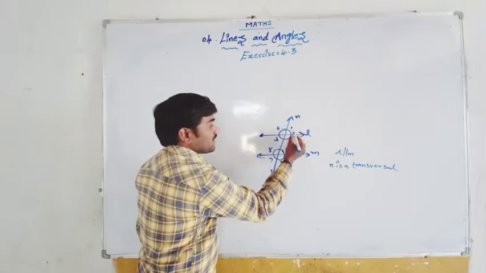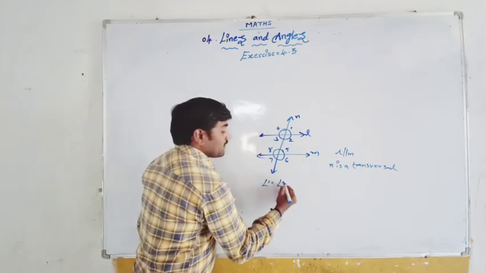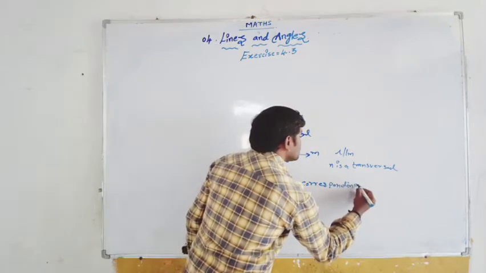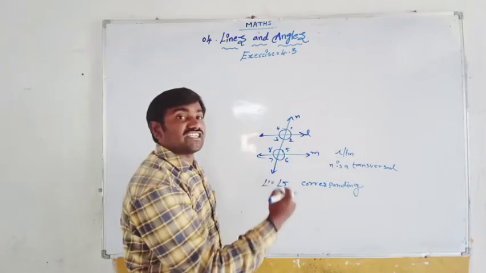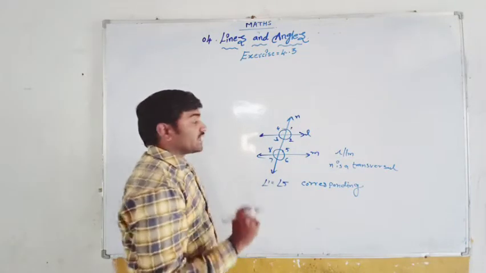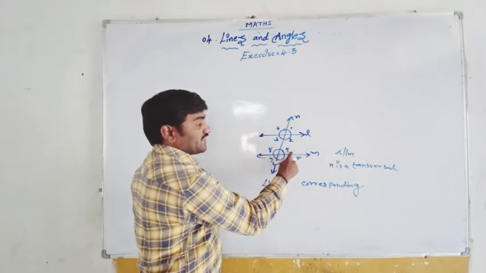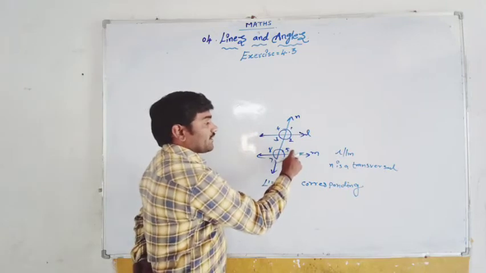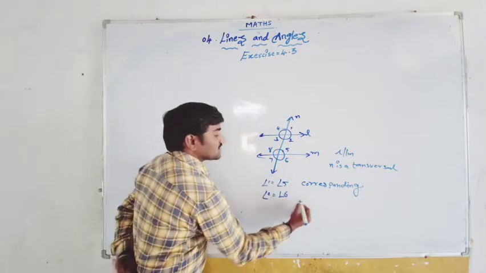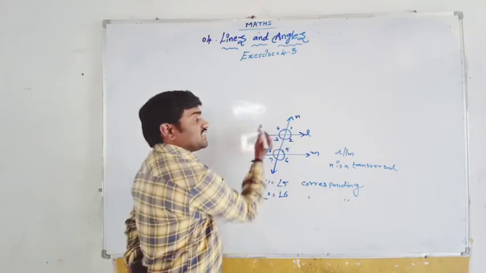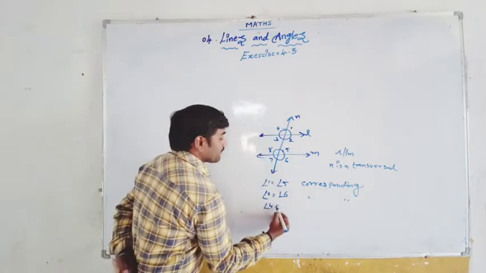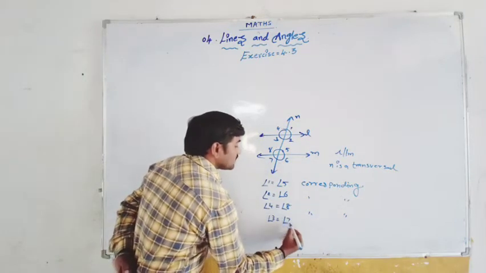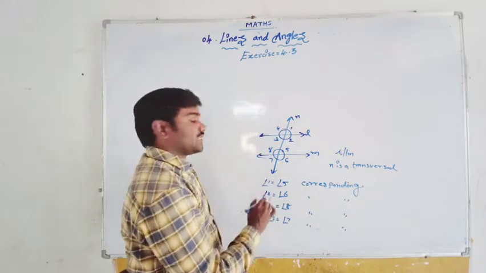Angle 1 is the corresponding angle to angle 5. Corresponding angle means the same side of the transversal, one interior and one exterior angle, but not adjacent angles. Should not take adjacent angles. Angle 1 equal to angle 5, angle 2 equal to angle 6, angle 4 equal to angle 8, angle 3 equal to angle 7. These angles are equal and are known as corresponding angles.